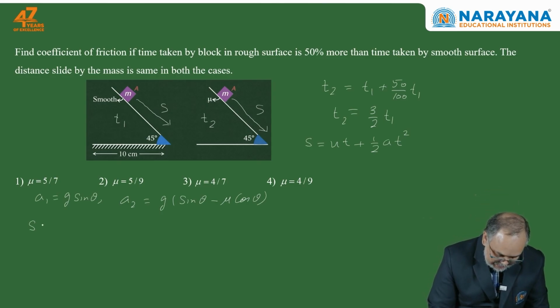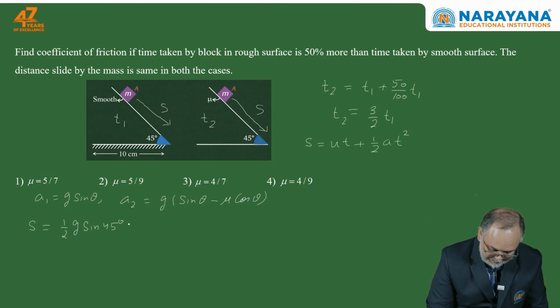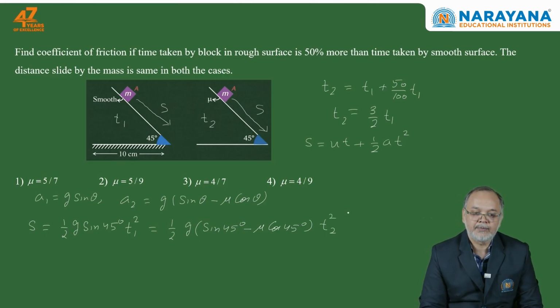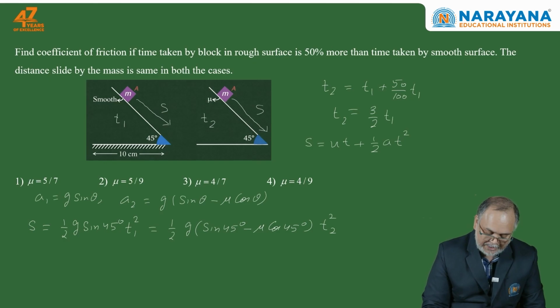So we can write S is equal to 0 plus half g sin 45, theta is given 45 in both the cases, into T1 square, and this is also equal to half g sin 45 minus mu g cos 45 into T2 square. Now on both sides, g by 2 will be cancelled, and T2 we can substitute from here, that is 3 by 2 T1, in this equation.